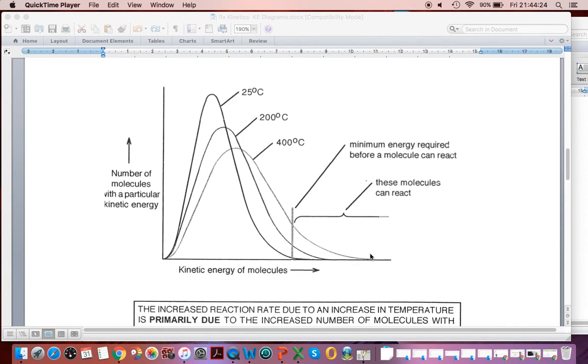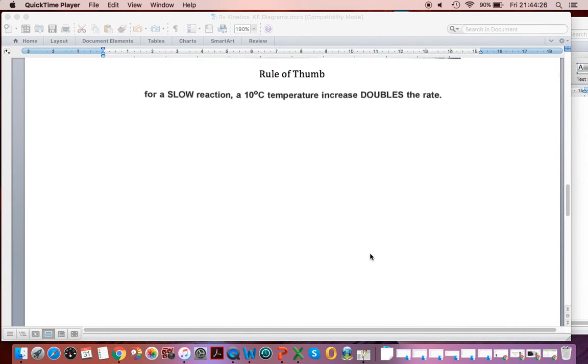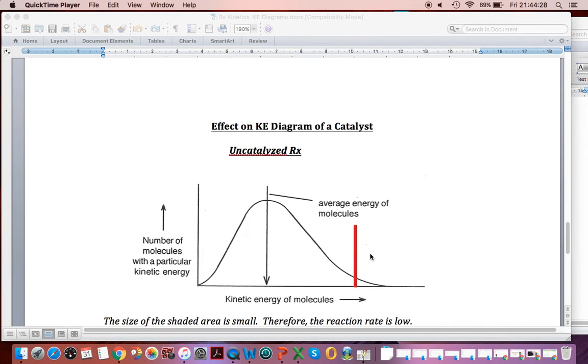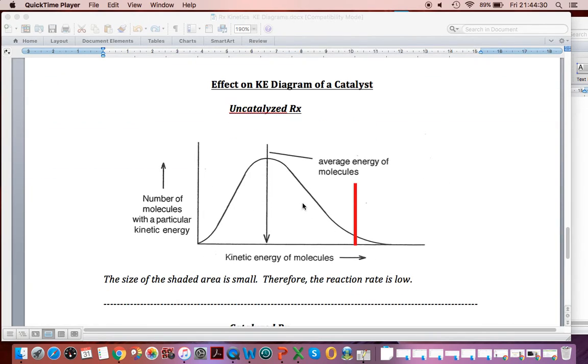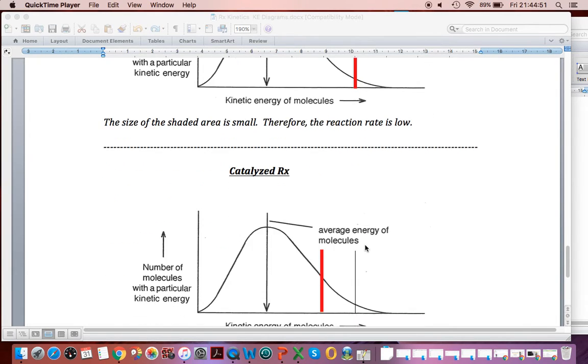Now let's look at adding a catalyst. So we have our energy distribution, and this line represents our initial activation energy, and you can see we have just this small number of particles. This little almost triangle shape represents the number of particles that would be able to react. But what happens if we add a catalyst?